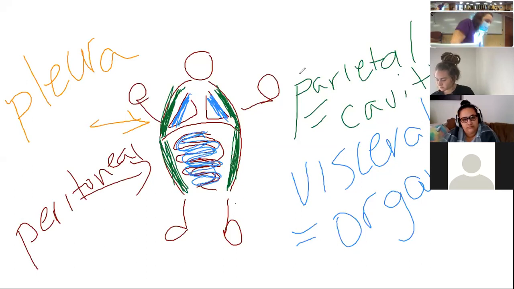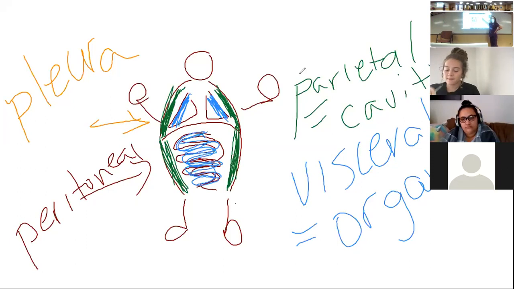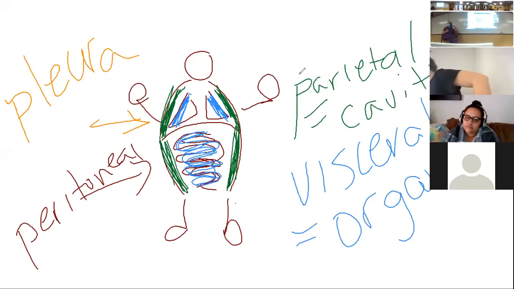So do you see how, in order for me to understand, if you are just conversing with me with no photo, and you are trying to tell me which membrane you're referring to, I have to use one of these terms, parietal or visceral, and one of these terms, pleura or peritoneal. One of them tells me which cavity I am referring to, and one of them tells me is it on the cavity or on the organ.